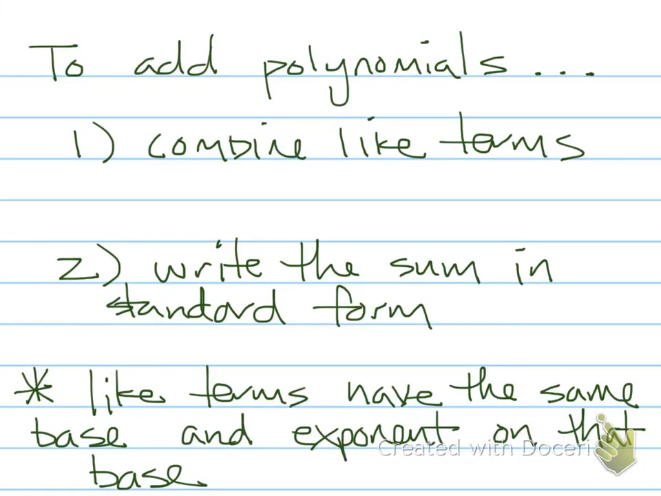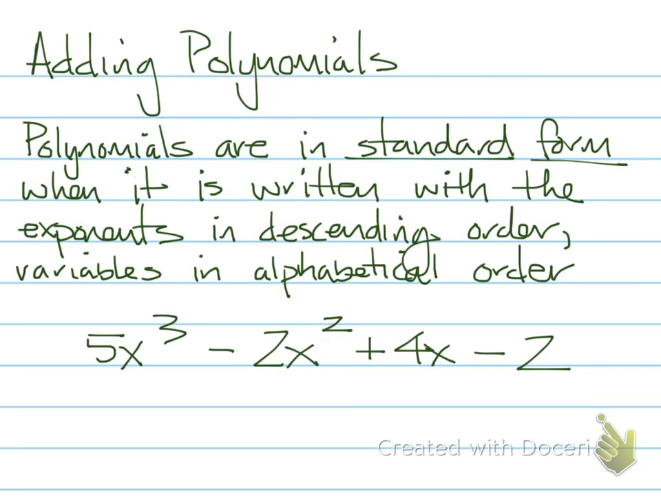All right, in this video we're going to be looking at adding polynomials. When adding polynomials, you need to make sure that your answer is in standard form. Standard form is whenever the polynomial is written with the exponents in descending order, and the variables, if there's more than one, should be written in alphabetical order. An example of a polynomial in standard form is 5x cubed minus 2x squared plus 4x minus 2.